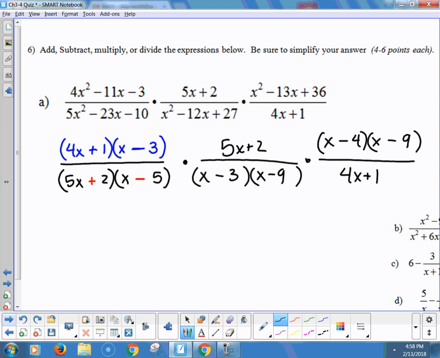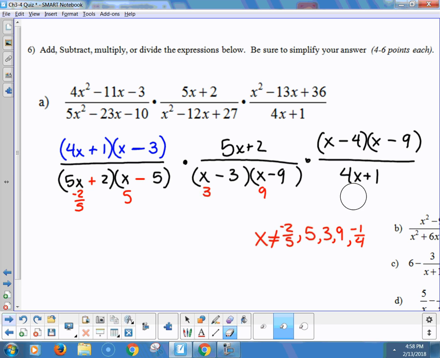I would, at this point, write some excluded values because we know we cannot divide by 0. So here, my excluded value would be negative 2/5. Negative 2/5 is one of them. 5 is definitely an excluded value because then I'd be dividing by 0 there. 3 and 9 are a couple of others, so 3 and 9. And then to make this 0, x would have to be negative 1/4. That said, we've written our excluded values.